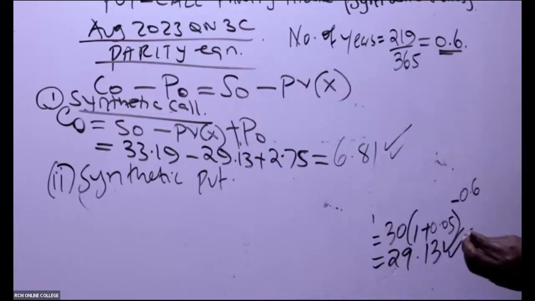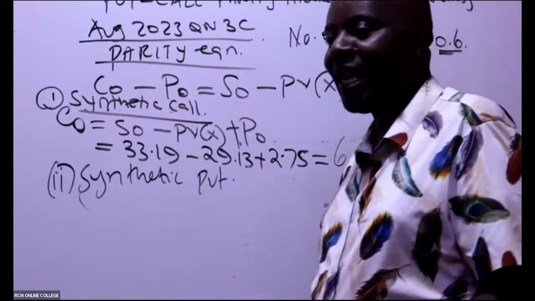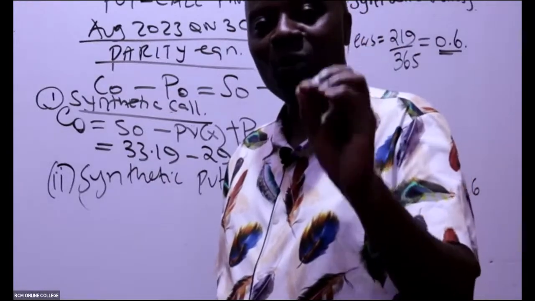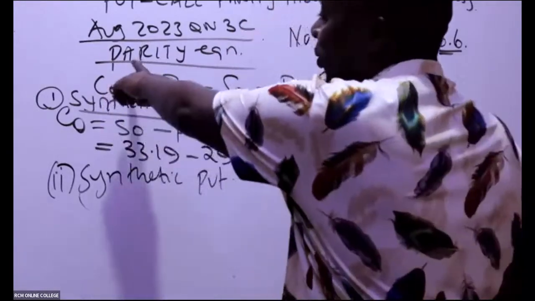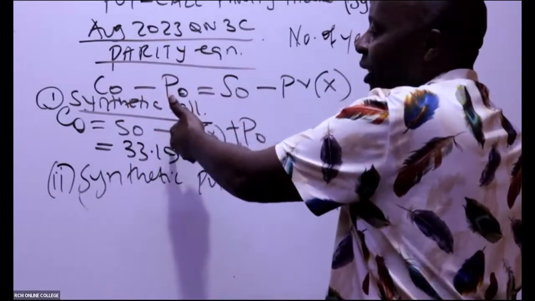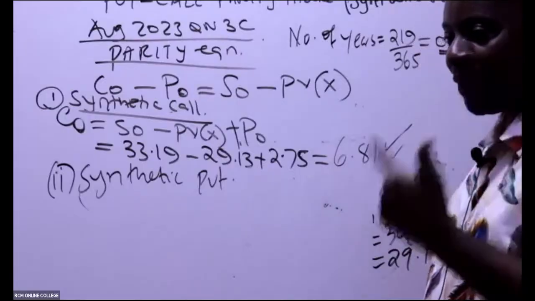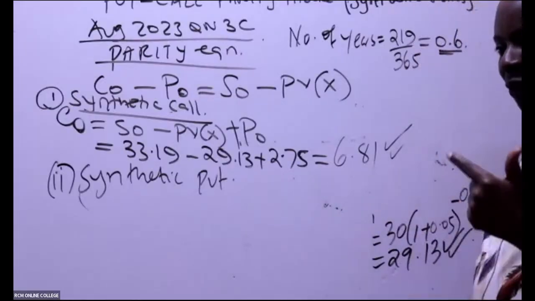So whenever you want to get a synthetic asset, you must always go back to the call-put parity equation. You must go back to this. And then now you make which one the subject? You make P0 the subject of the formula. Is there somebody who was able to make this P0 the subject of the formula now?